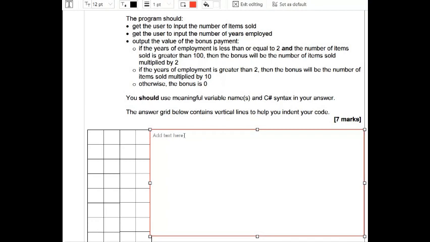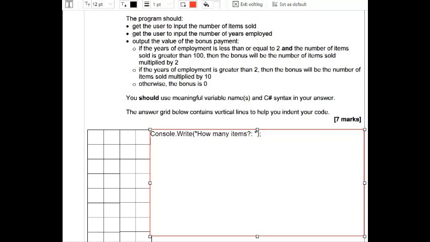So, first things first. Get the user to input the number of items sold. So we're going to have a console.write. How many items? I don't know. How many items of my favorite thing? I don't know. There we go. Yes, not soy sauce, by the way. I can't stand the stuff.